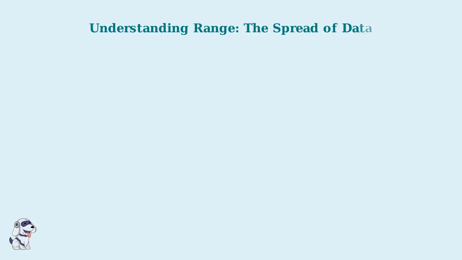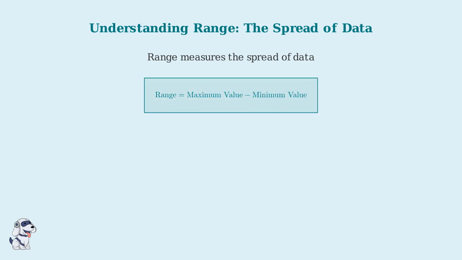Range is one of the simplest measures of data spread or dispersion. It tells us how far apart the highest and lowest values in our dataset are from each other. The range is calculated using a simple formula. Range equals the maximum value minus the minimum value in the dataset.